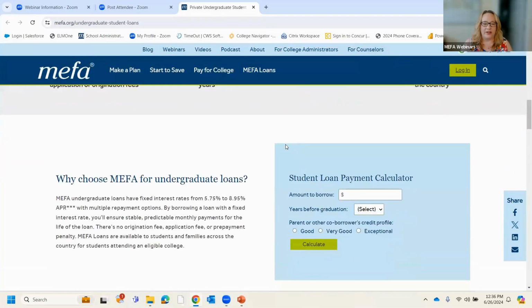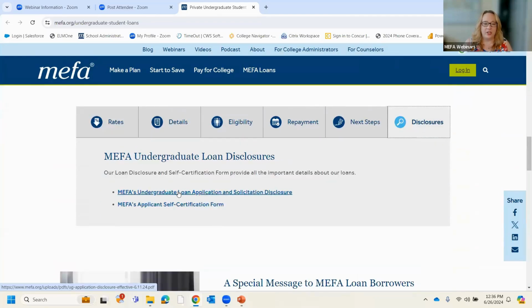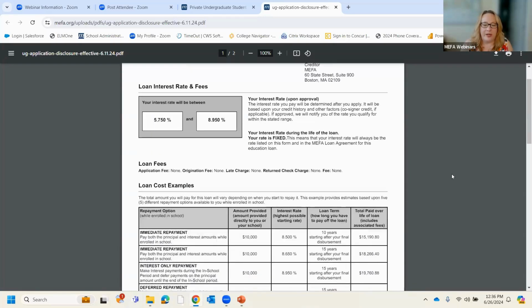So I'll just scroll down here. You can see the tab where you see all the interest rates. There's a disclosure tab. So you just click on that disclosure and you can find general information. When you apply for a loan, you'll get a new disclosure that has your exact rate based on the repayment option that you chose. That will be a little bit more detailed than this general disclosure that you can look at ahead of applying. So you can see the ranges of interest rates, 5.75 to 8.95.